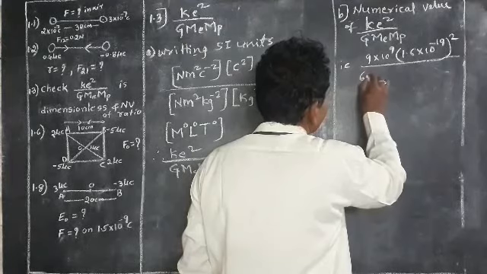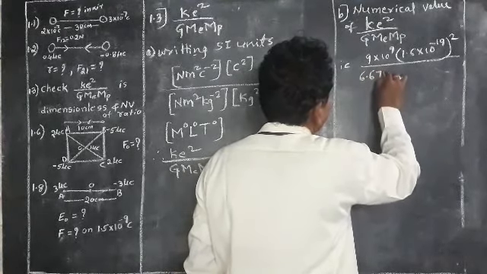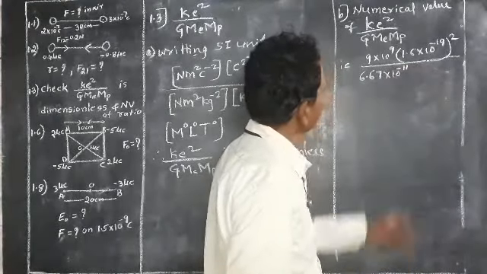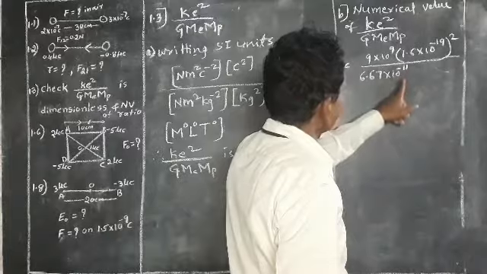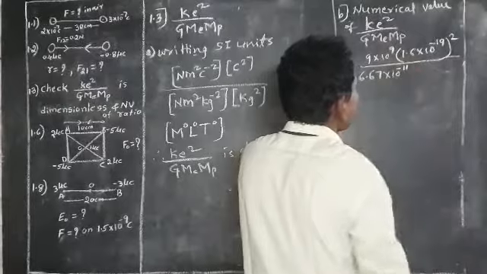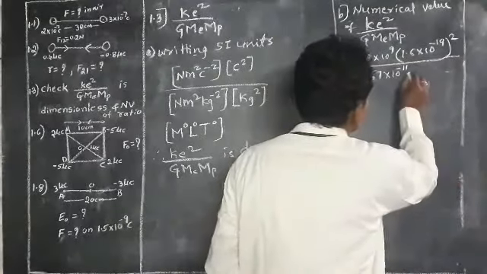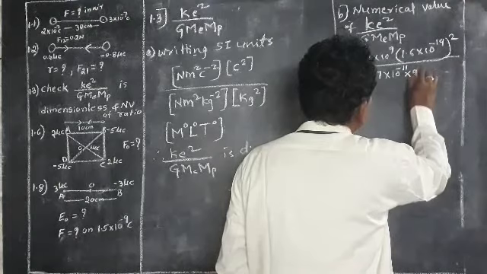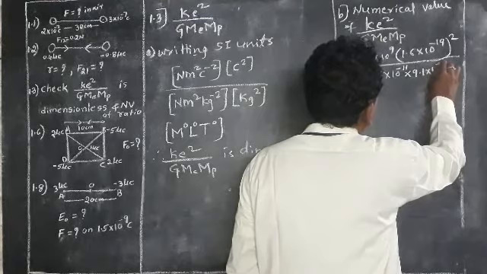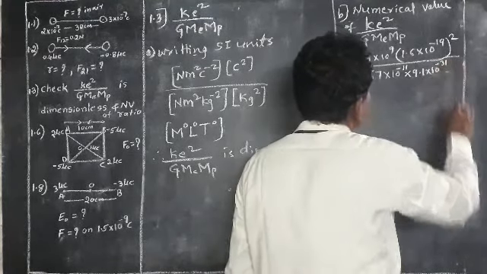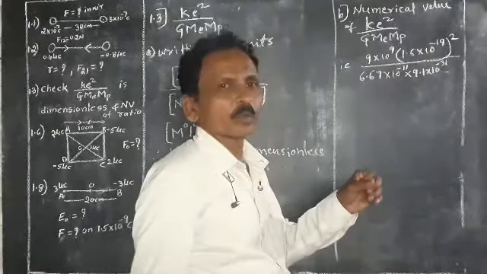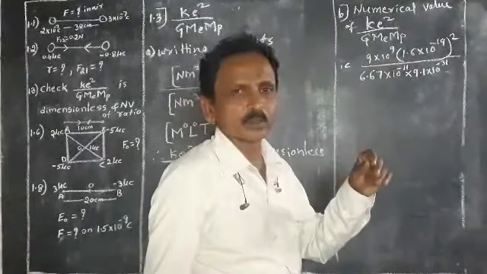That is 6.67 into 10 to the power minus 11 Newton meter square per kg square. Then ME, that is mass of electron. Mass of electron is constant and it is equal to 9.1 into 10 to the power minus 31 kg. And the mass of proton is also constant and it is equal to 1.66 into 10 to the power minus 27 kg.